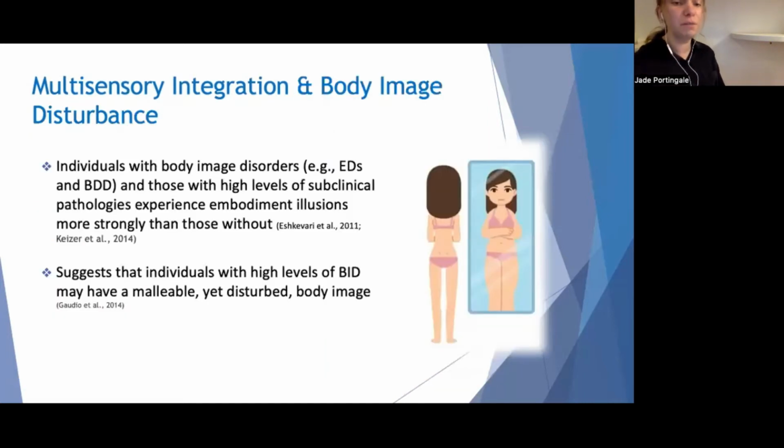So individuals with body image disorders, as well as subclinical pathologies, experience embodiment illusions more strongly than those without. This suggests that disturbed bodily perception may reflect broader impairments in multisensory integration. That is, these individuals have a more malleable body image. So we will now start considering how these illusions might act as an alternative intervention to improve self-perception.